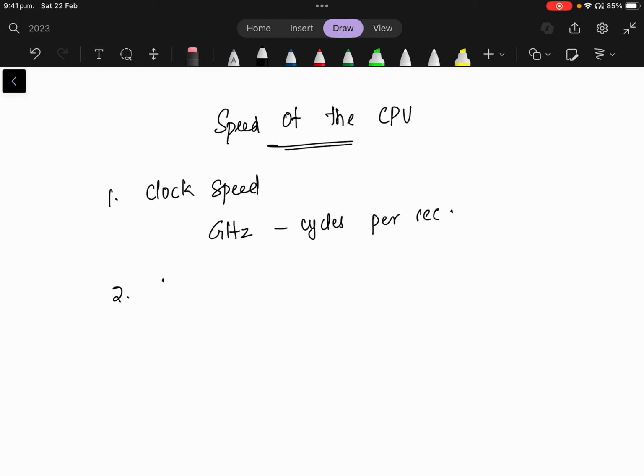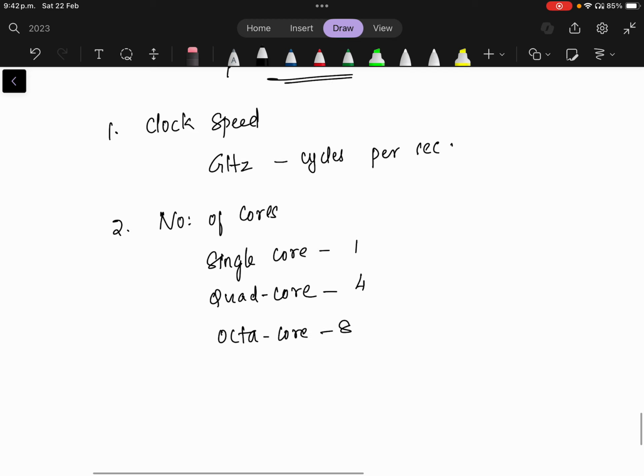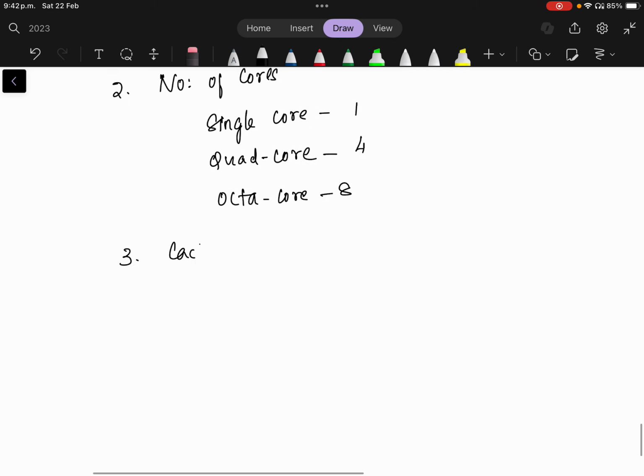The second factor is the number of cores. Modern CPUs have multiple cores, which allow them to handle multiple tasks at once. A single core processor can only work on one task at a time, while a quad core processor has four cores. So there are single core processors, which have only one, then quad core, which has four, then octa core, which has eight, and these can process multiple instructions simultaneously, making the system faster.